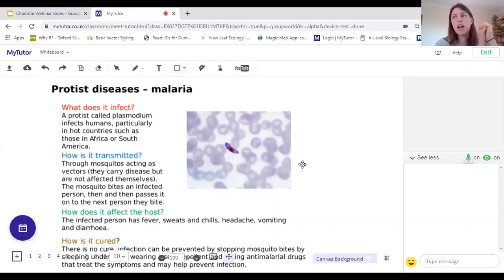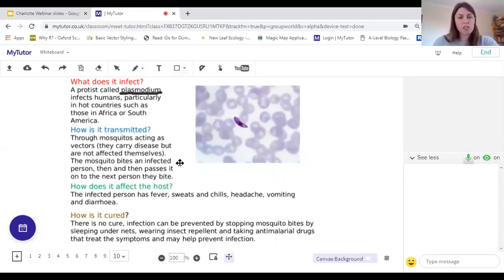Malaria is a disease that you normally get in hot countries. It's caused by a protist, so one of those funny organisms that we just talked about, and the protist is called Plasmodium. So that's the specific name of the protist itself. Normally in hot countries such as those in Africa or South America. The reason for that is because it's transmitted via a vector, the mosquito.